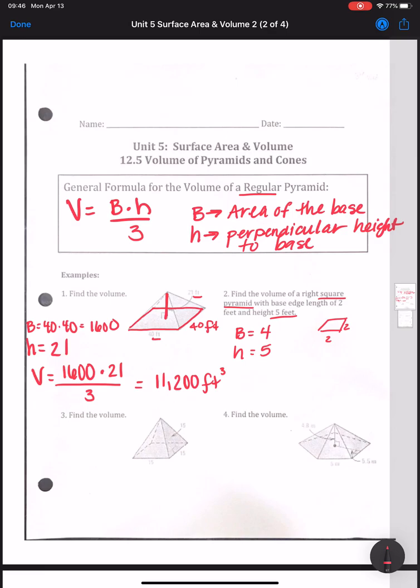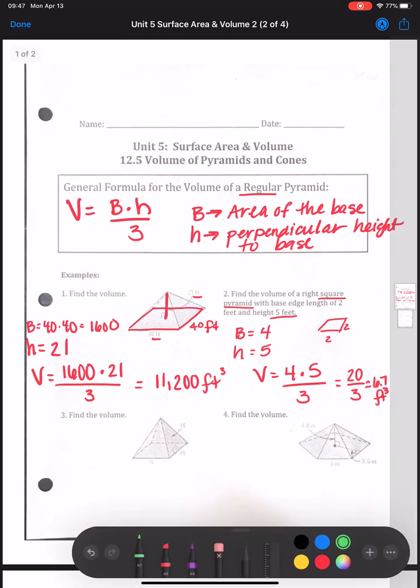So now we're going to just use our volume equation. So volume is 4 times 5, and then we divide the whole thing by 3. So 4 times 5 is 20. And 20 divided by 3 is approximately 6.7, and we are in feet, so cubic feet.